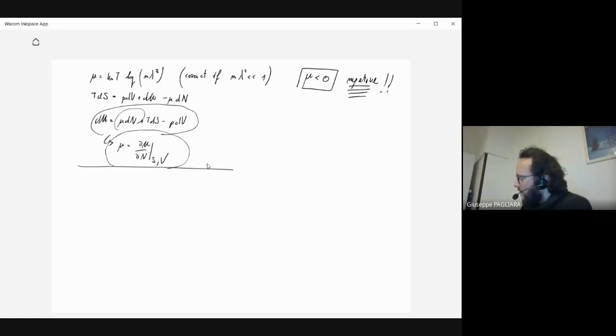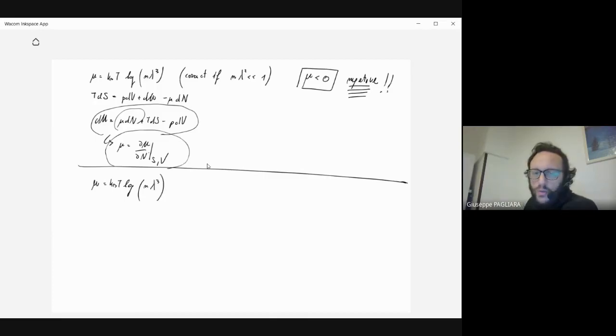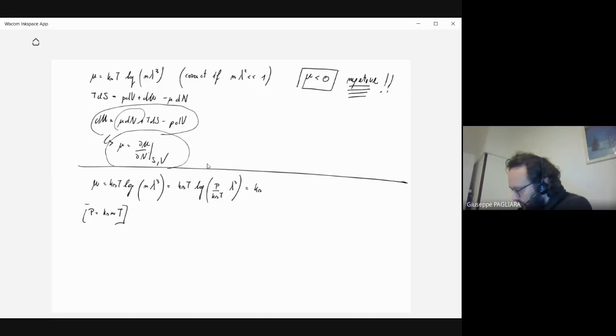Okay. So this formula, mu is equal to kBT logarithm of n lambda cubed, can be written also, and we will use this in a moment, in the following way. Remember that P is equal to kB n T for an ideal monatomic gas, from which we get that n is P divided by kBT. And so this can be written as kBT log of, instead of n, P divided by kBT times lambda cubed, which is equal to kBT times the logarithm of the pressure plus kBT logarithm of lambda cubed divided by kBT.